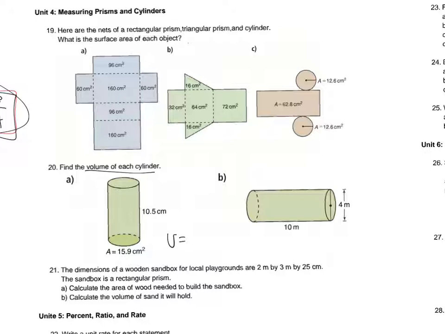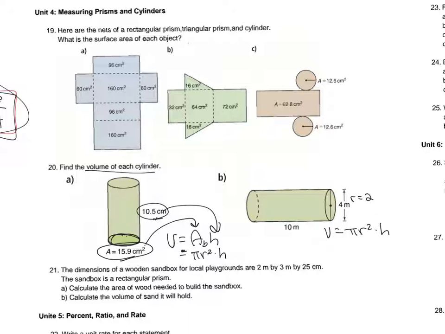Remember, volume is going to be area of the base times height, and the area of the base in this case is a circle, so we're going to go pi r squared times height, okay? But in this case, your area is already given, so you can just plug this into area and times it by the height. So multiply these two to get the volume. Okay, in this case, your diameter is 4, so your radius is 2. So you're gonna put it into pi r squared times h, where r is 2, your radius, and your height is the height of the cylinder. Okay, so you're gonna use that information to solve that one.